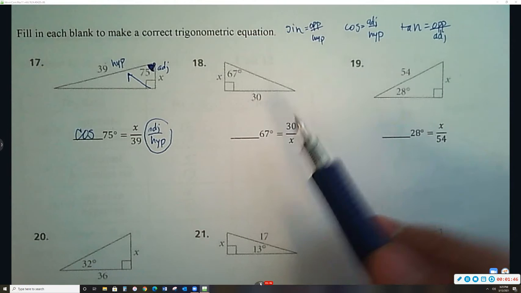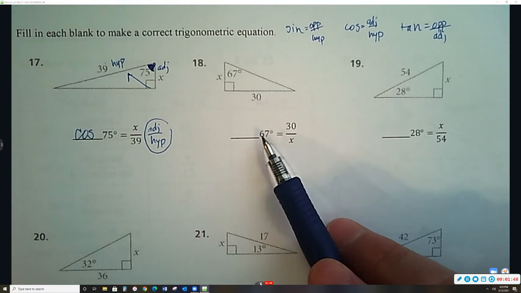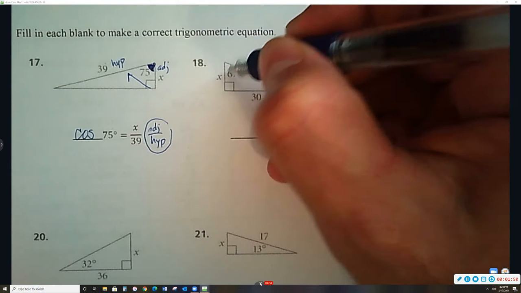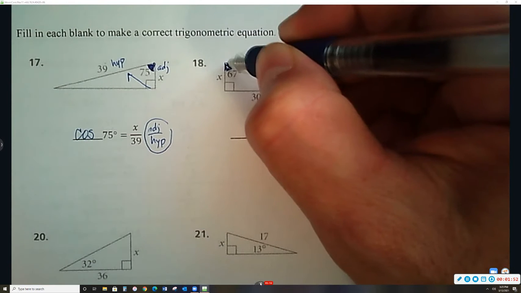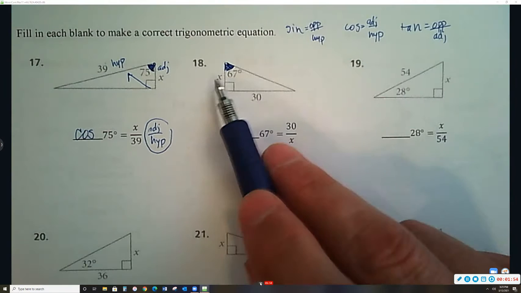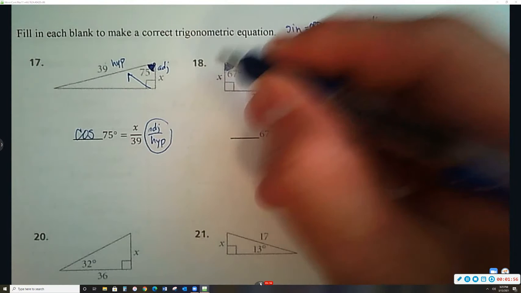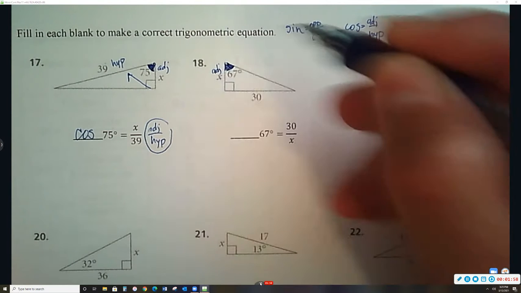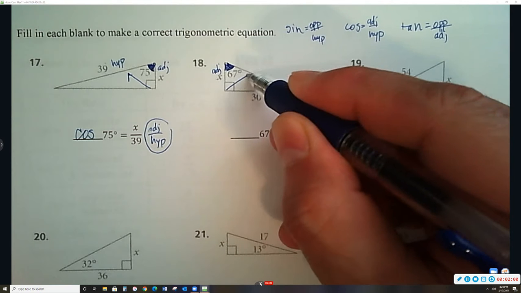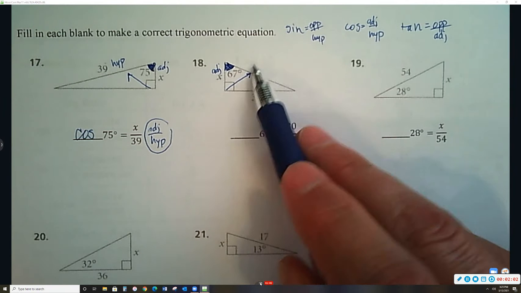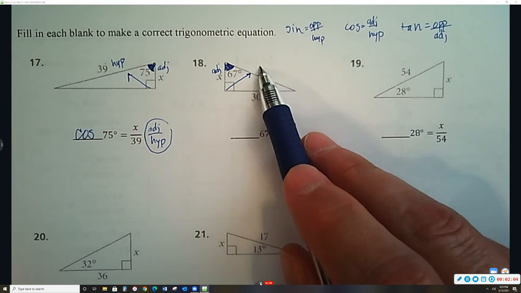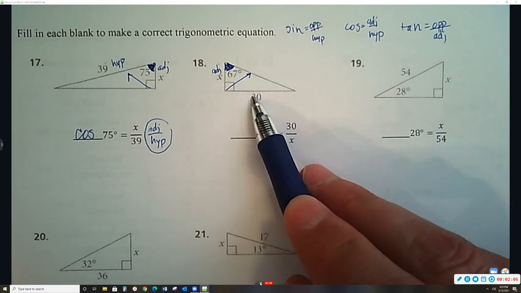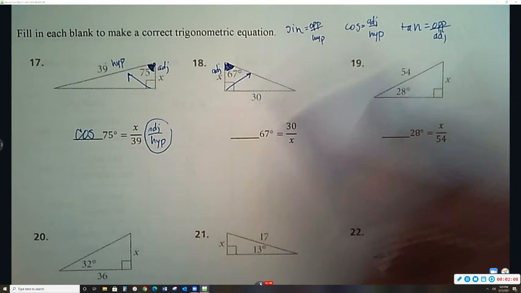So now, here's 67 degrees. That's the angle we want to focus on. That's this angle up here. This side is the adjacent side. Now I know the hypotenuse is over here. I'm not using the hypotenuse, so I'm not going to write it in. But we also have this side over here. This side is the opposite side.